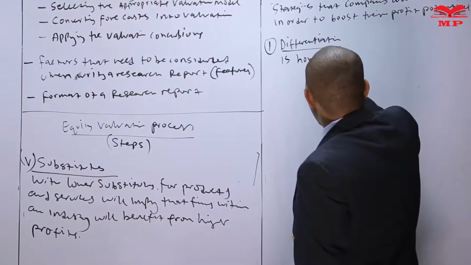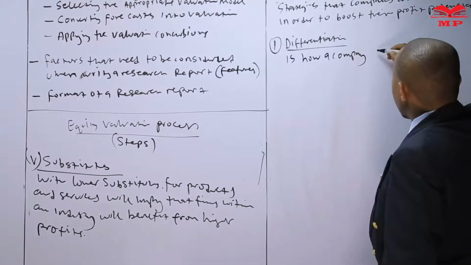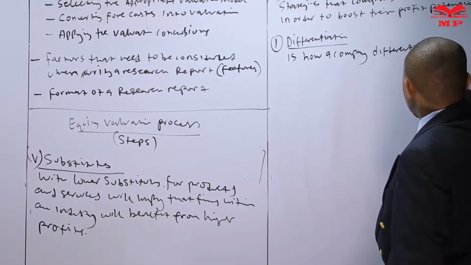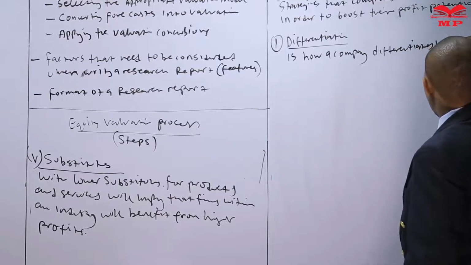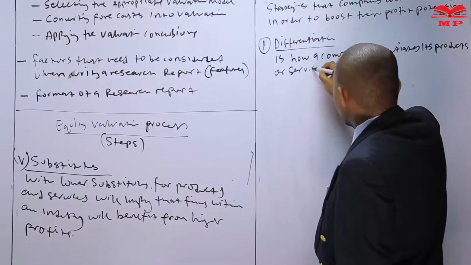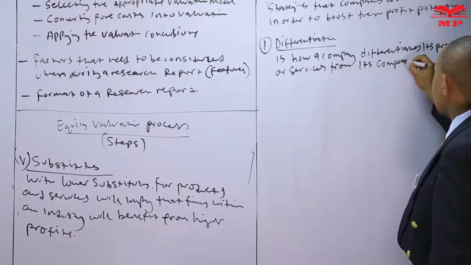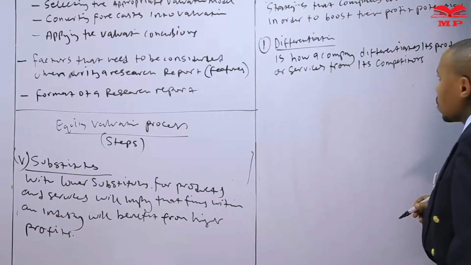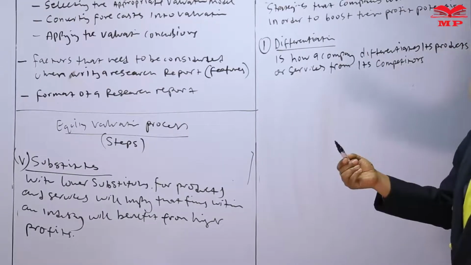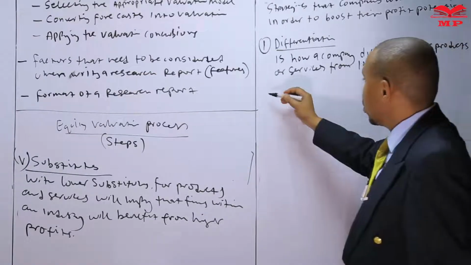So we can put that down: this is how a company differentiates its products or services from its competitors. One of the ways that Michael Porter proposed is that a company can differentiate its products or services from the other members to try and boost the profit potential.